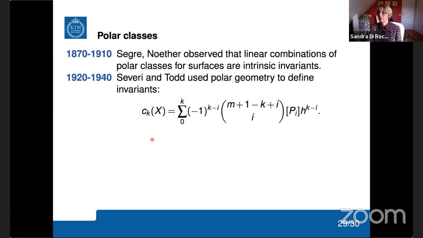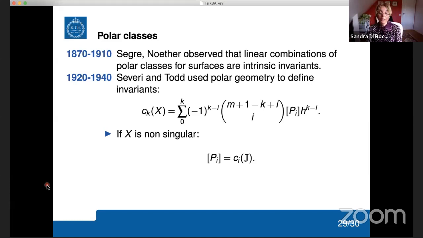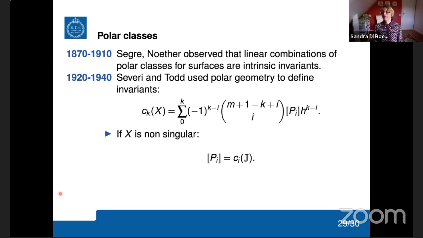So the Chern classes that we are used to computing via vector bundles, tangent bundles and normal bundles were originally defined via polar varieties. So this is one of the most classical objects you can think of in algebraic geometry. Now, if X is non-singular, these polar varieties are Chern classes. Certain combinations are Chern classes of the variety, but actually the polar varieties are Chern classes of certain vector bundles, which I call J. This is the first jet bundle of the variety. Again, very much linked to the differential properties of the variety, it is one of the main actors in differential geometry.